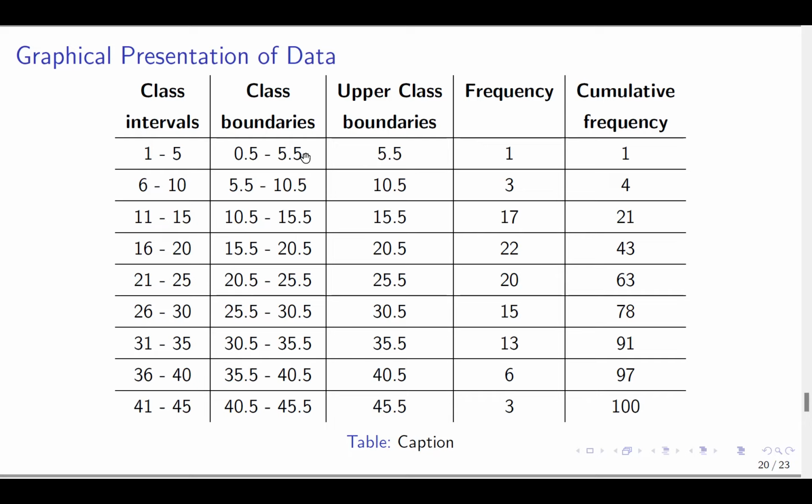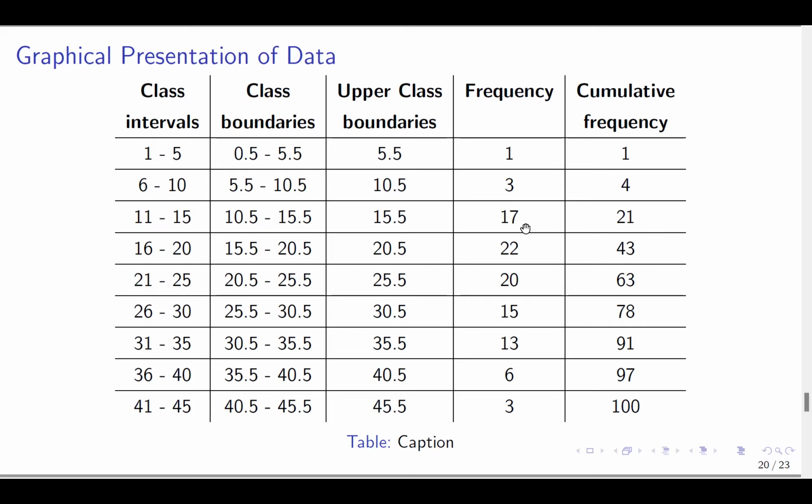What are the upper class boundaries? They are the upper class boundaries of each interval. So if you look at the first interval, we have 0.5 to 5.5. The upper class boundary is definitely 5.5. If you look at this interval, 10.5 and 15.5, the upper class boundary is 15.5. So you pick all the boundaries on the right-hand side like this, because these are all the upper class boundaries for each specific interval. We already have our frequencies. How do you get the cumulative frequencies? You sum up every frequency.